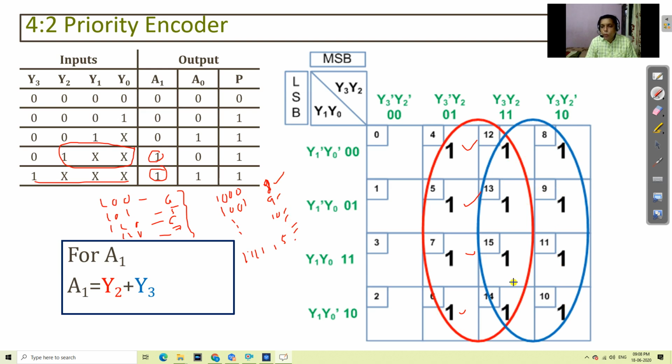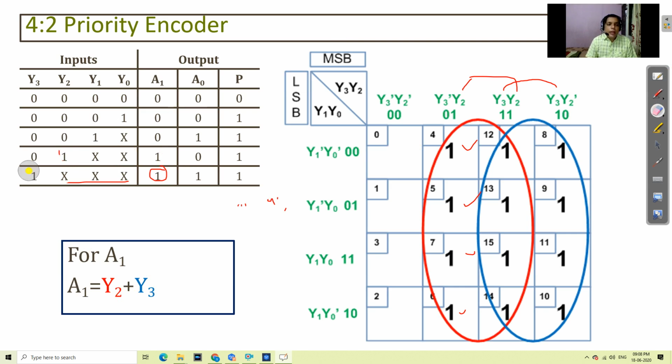So I can make this group of 8. For this group of 8, y2 is non-changing. Hence, A1 is equal to y2. For this blue group, y3 is non-changing. So y2 plus y3. I have written this equation in the form of SOP. So I got the output y2 plus y3, that is, A1 is equal to y2 plus y3.